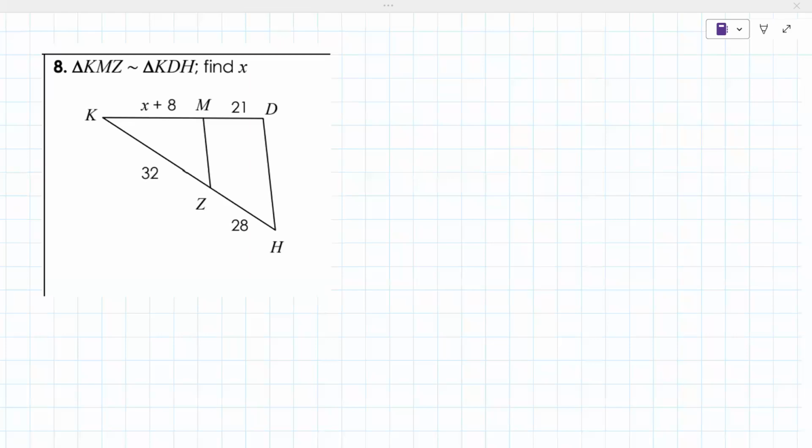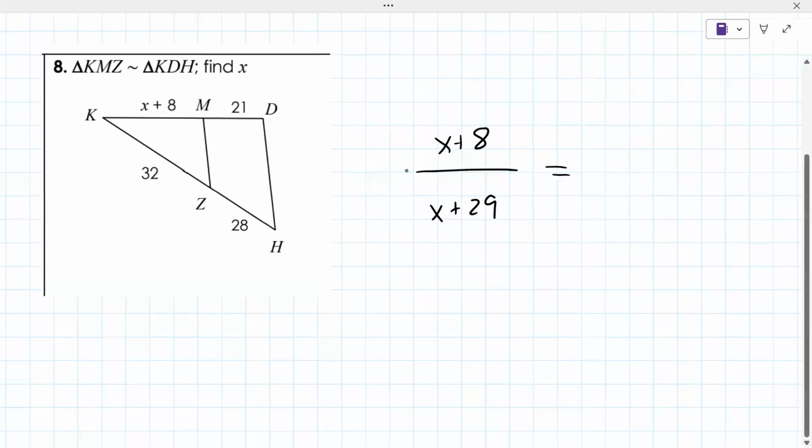So here's what I'm seeing. We set this up. I believe we set up x plus 8 over x plus 29 equals 32 over 60. I think we got close. Maybe you did x plus 8 over 32 and x plus 24 over 60. Okay, so those do produce pretty much the same answer.